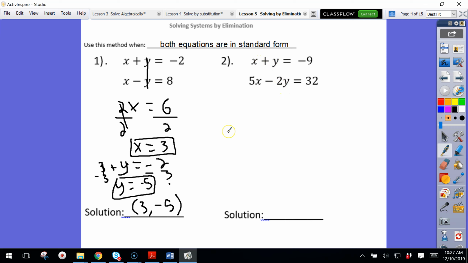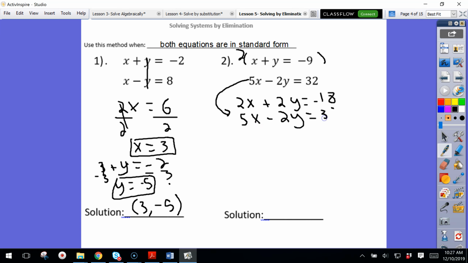The way that I'm going to get this is by multiplying this whole equation by 2. My y and my negative 2y, they already have a different sign, so I don't have to multiply by a negative in order to get the sign. So when I do this, I get 2x on the top plus 2y equals negative 18. And then I'm going to move over my second equation, just put it under, so that I can combine like terms and solve.